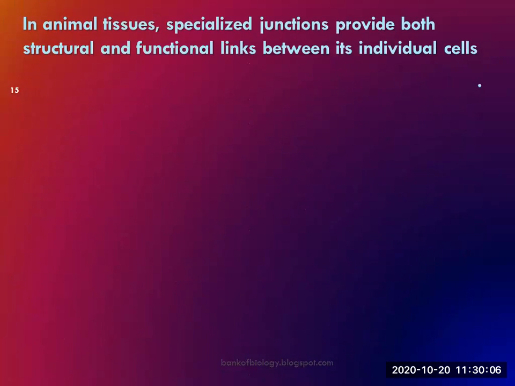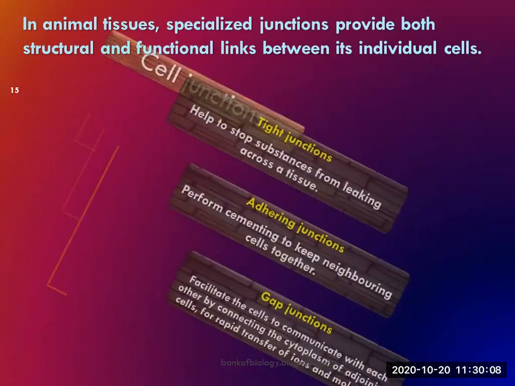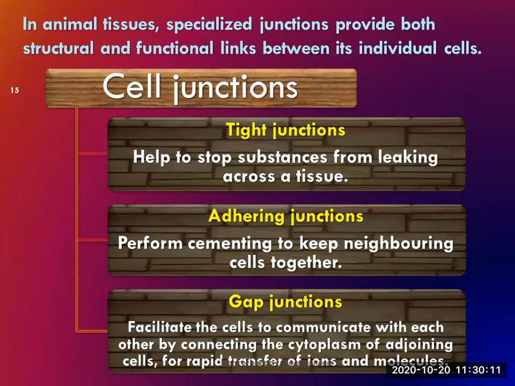In case of animal tissues, there are specialized junctions which provide both structural and functional links between the individual cells. That means one cell is connected to another cell. How do they connect? In what way are they connected? That is going to be very important. They are very closely connected to each other.